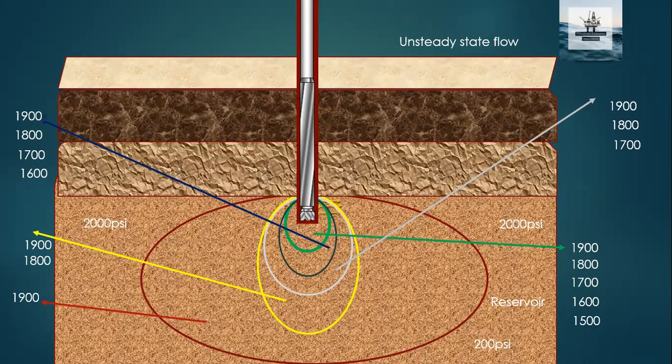These pressures will remain constant. There won't be any reduction. Wherever you measure pressure at T6, it is showing the same. At T7 also the same. T8 is also the same.